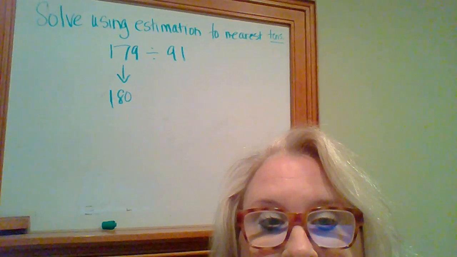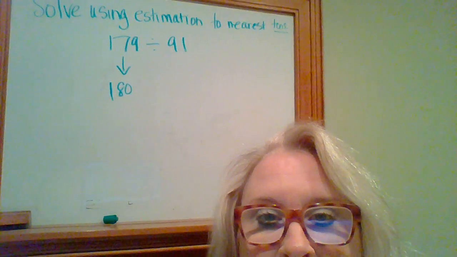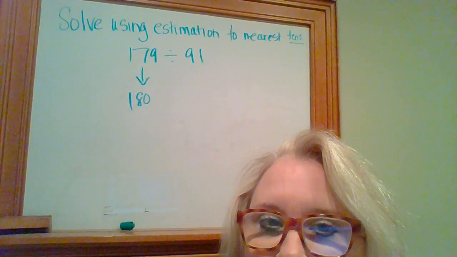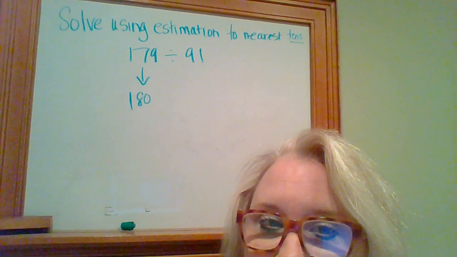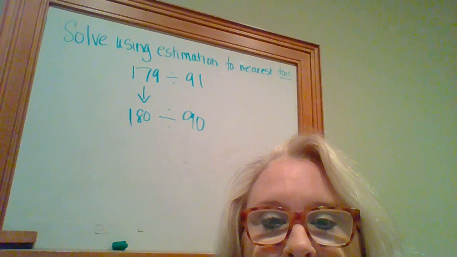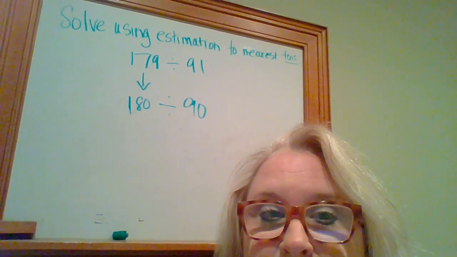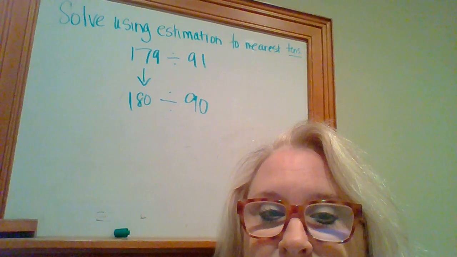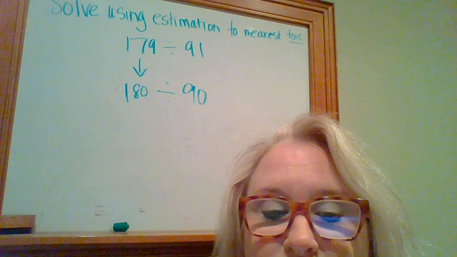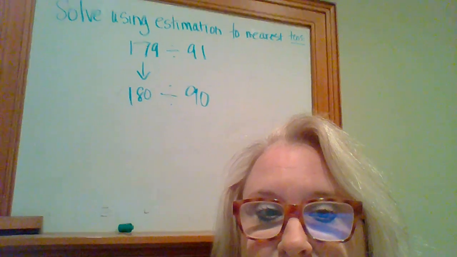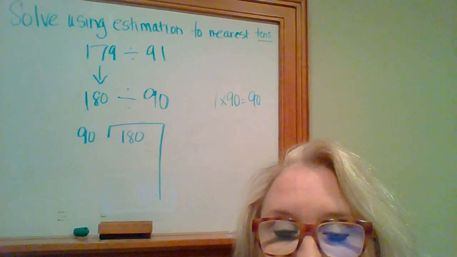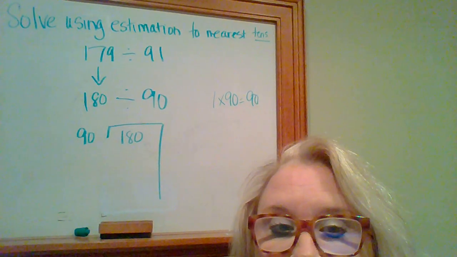Now let's look at the next part of this problem. 91. Is 91 closer to 90 or 100? Well, it's really closer to 90. It's only 1 away from 90, and it's 9 away from 100. So let's divide by 90. Those of you that have multiplication fact fluency probably already know the answer. But let's draw this out into a Big 7, or partial quotient strategy. First, draw your 7. On my Big 7, I have 180 as my dividend and 90 as my divisor.